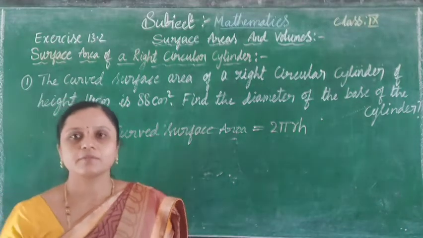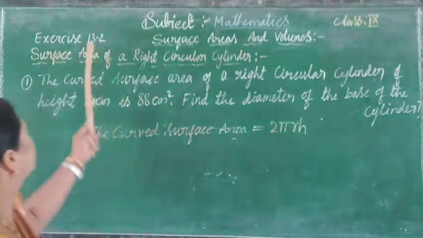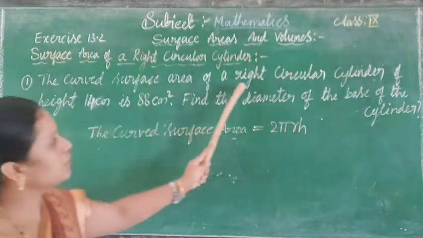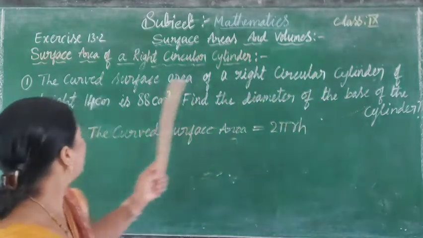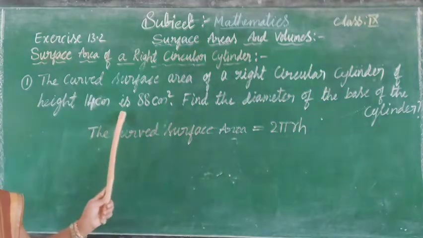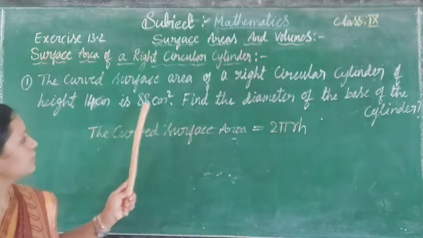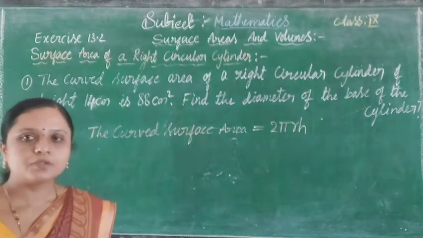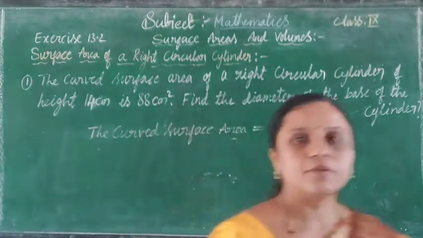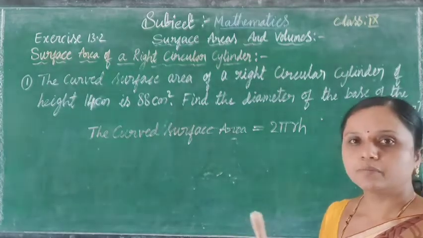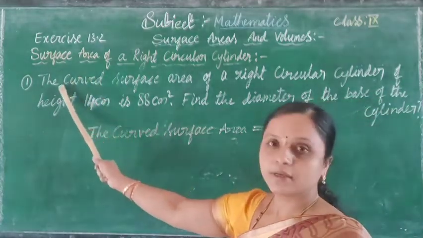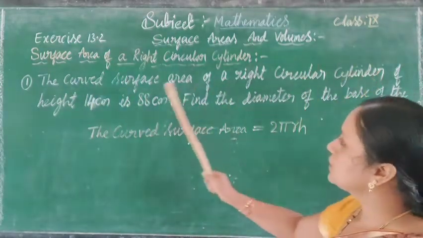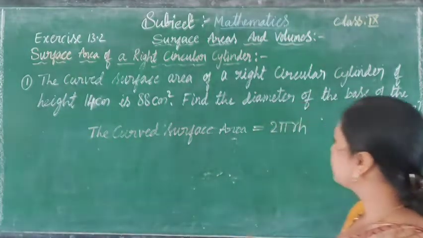Students, let me go on with the exercise questions of 13.2. The first question is, the curved surface area of a right circular cylinder of height 14 cm is 88 cm square. Find the diameter of the base of the cylinder. Students, you can read the question very carefully. What is given in the problem? Curved surface area of a right circular cylinder of height 14 cm. So what is given?